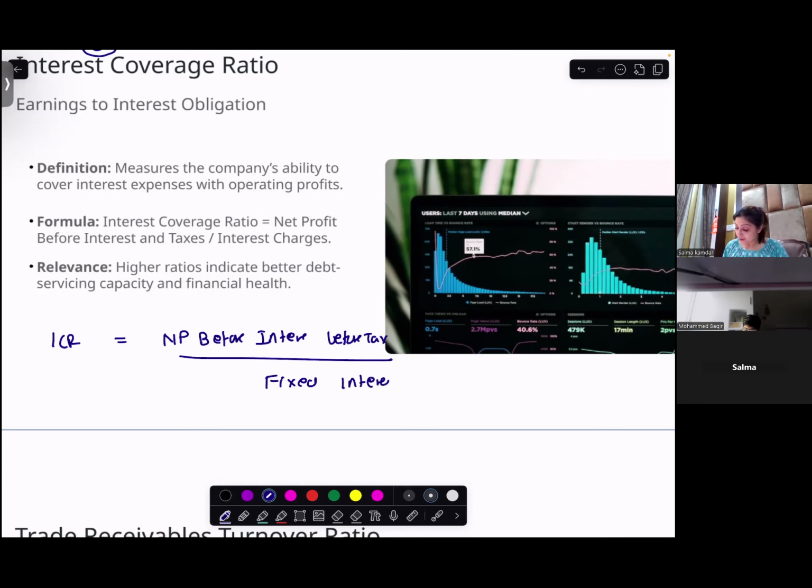What do your fixed interest charges mean? Fixed interest charges means your interest on your bank loan, your interest on your non current liabilities, wherever there is a percentage that is given to you. So your net profit can pay your interest. How many times is your interest coverage ratio? Ability to cover your interest expenses over your operating profit. How many times you can pay your interest expenses is interest coverage ratio.